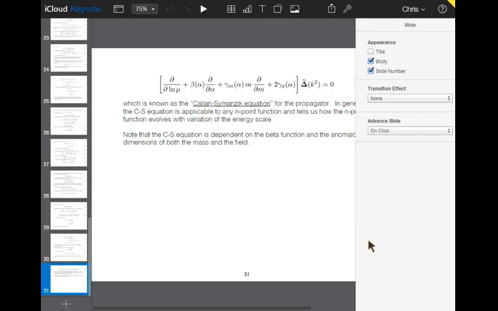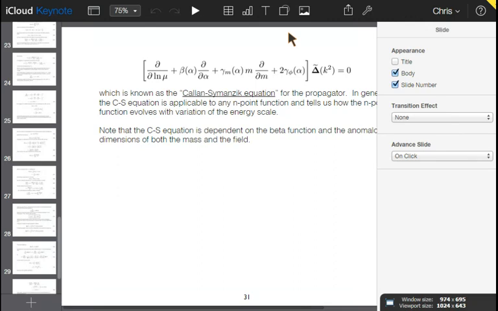Okay, let me get out of this. How do I get out? What? F11? Okay.